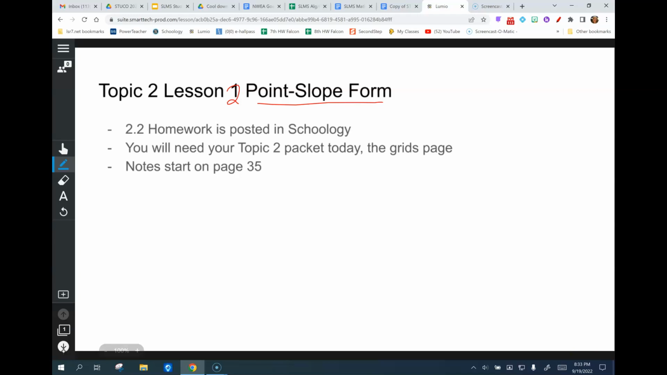So the homework is posted in Schoology. Follow the directions in Schoology as to how to do that and when that is due. Today you will need that topic 2 packet out again, so we're going to be using that. Get that packet out so you'll have it to refer to. It's after the grids pages, about on page 12. Okay, the notes start in your book on page 35. So turn to page 35, here we go.